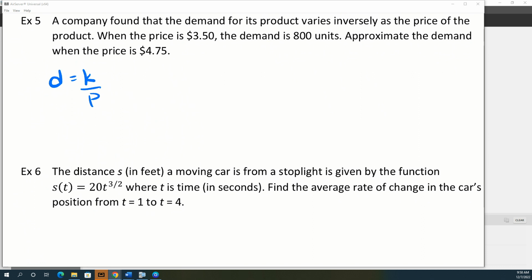And that makes sense. The more that a company charges for a product, the less they're going to sell. So we know that when the price is $3.50, which is a P, the demand is 800 units. So I'll plug those in and find K. I would just need to multiply 800 by $3.50, and you're going to get 2,800.